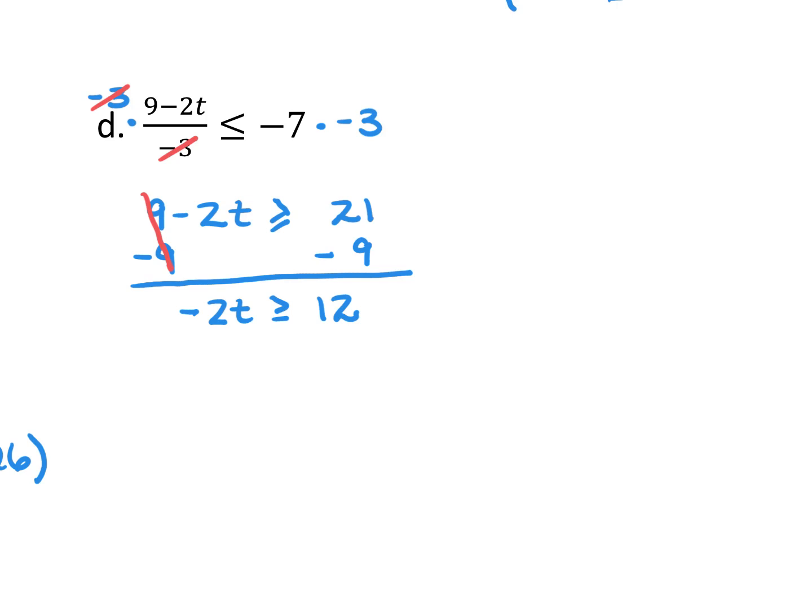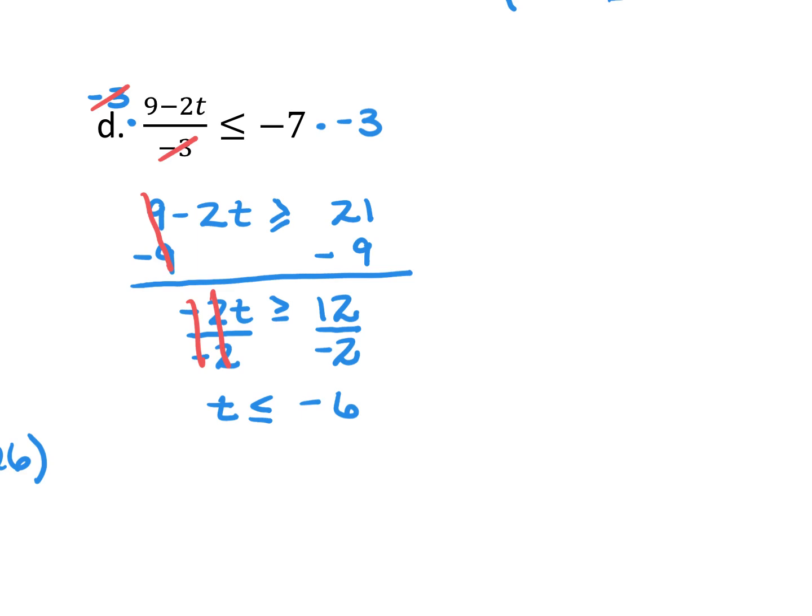All right, and the last thing, to get t by itself, we want to divide by negative 2. Whatever we do on the left, we do on the right. On the left side, my negative 2's cancel, and I am left with t. On the right, we get 12 divided by negative 2 is negative 6. And again, because we did divide by a negative, I need to flip my inequality.